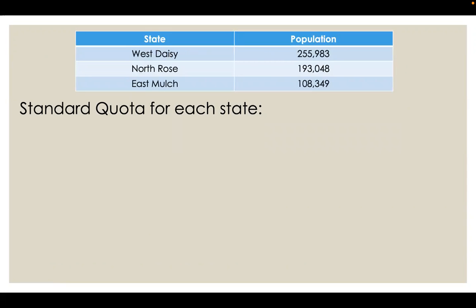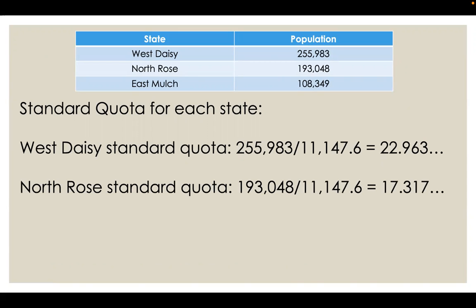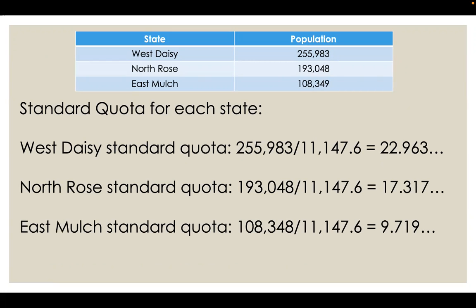Now that I have my standard divisor, I can move on and find my standard quota for each state. So I take the state population and I divide by that standard divisor. So we can see for West Daisy, we end up with a standard quota of 22.963. North Rose population divided by the standard divisor gives us 17.317. And East Mulch gives us a standard quota of 9.719.